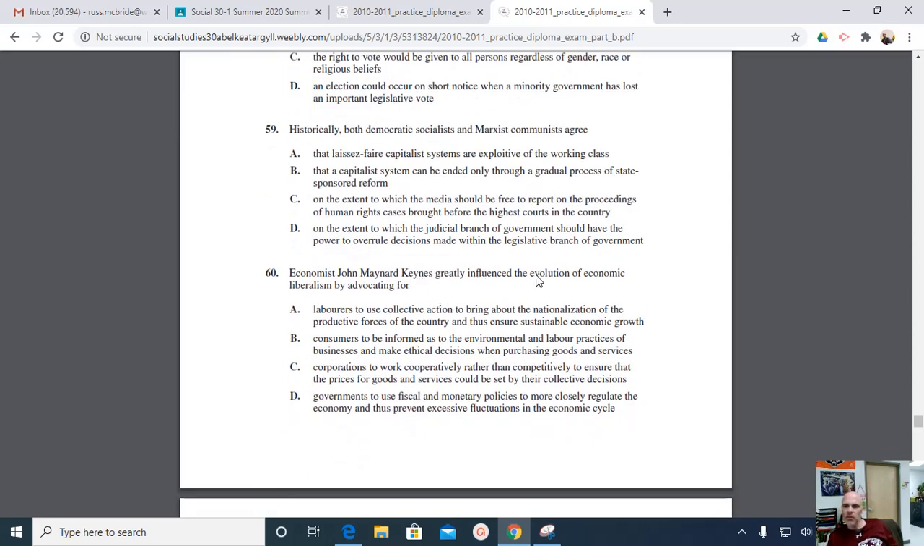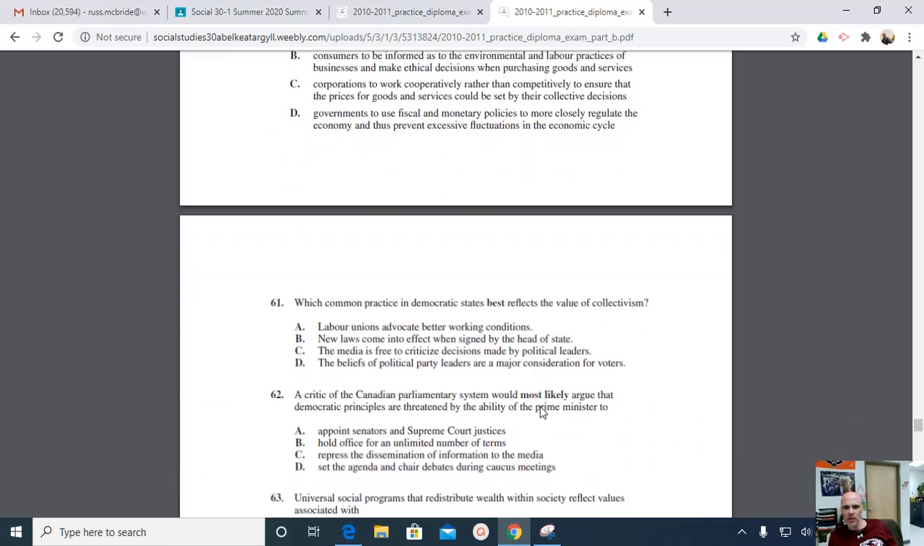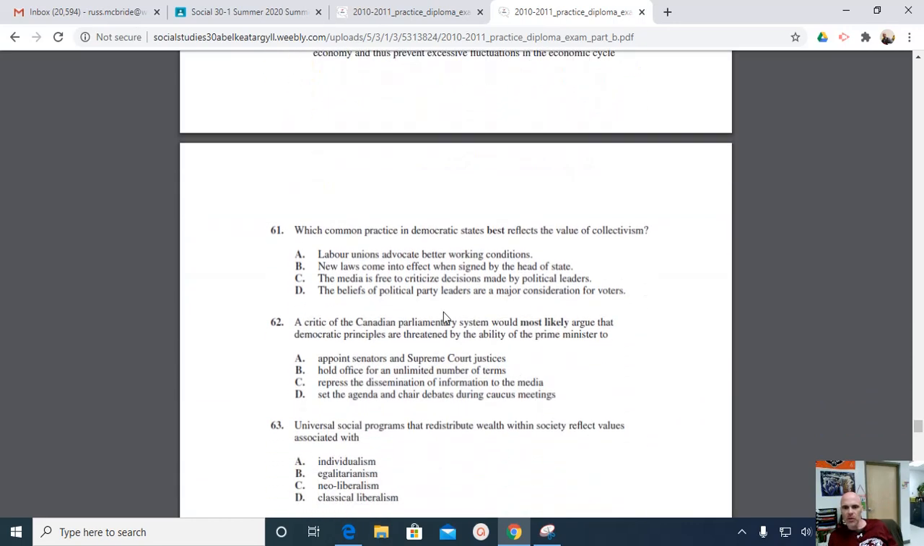Keynes greatly influenced the evolution of economic liberalism by advocating for governments to use fiscal and monetary policy to regulate. That's straight recall. Which practice in democratic states? We haven't done maybe that yet.